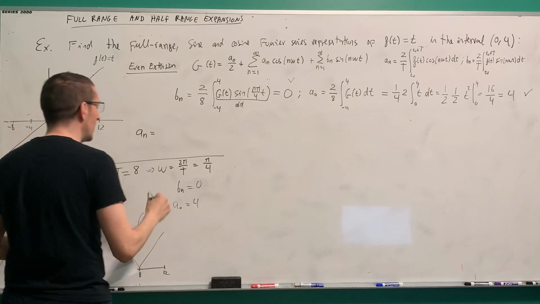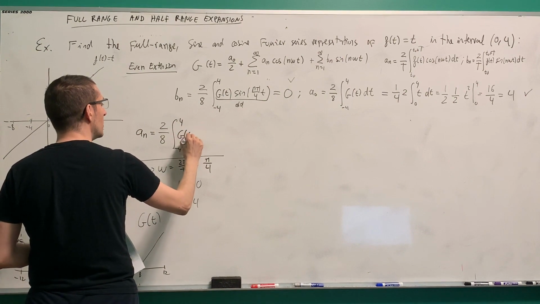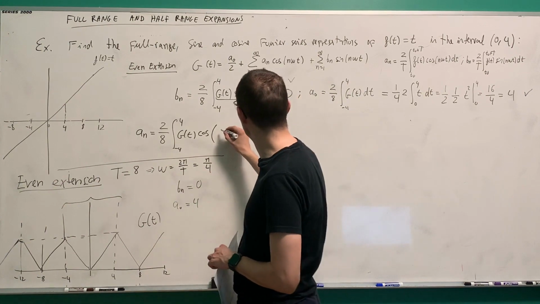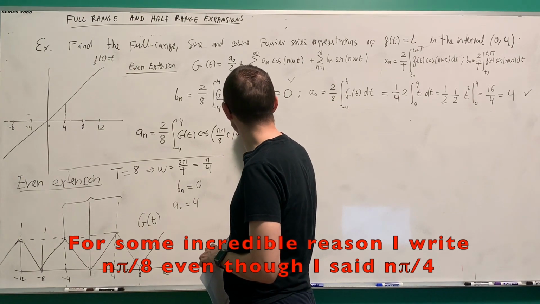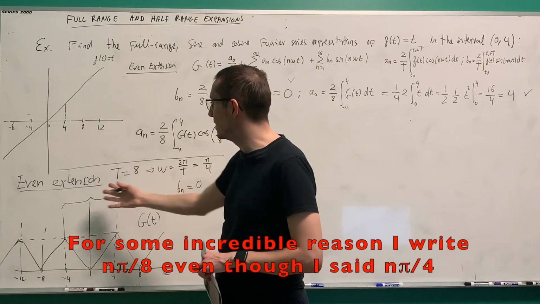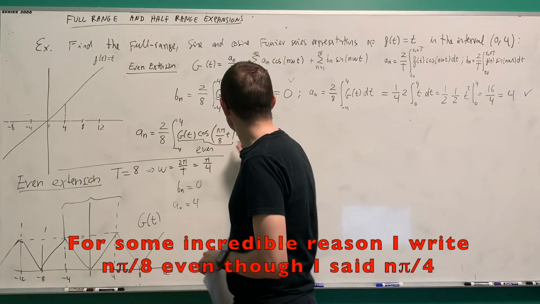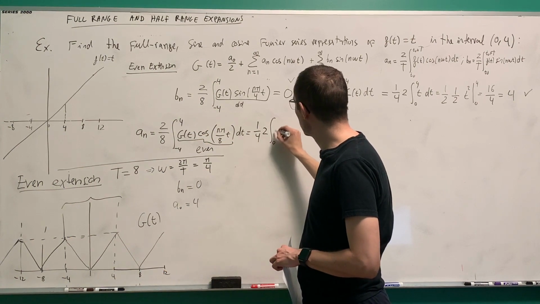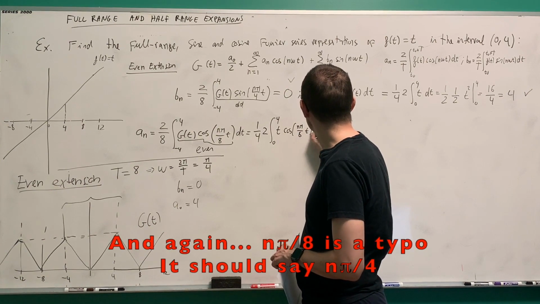So the AN is equal to 2 over 8 times the integral from minus 4 to 4 of g(t) cosine of, recall, omega is 2 pi over T, T is 8, so omega is pi over 4, n pi over 4 times t dt. Now, the thing that we realize is that the cosine is an even function, g(t) is an even function, the even extension. The product of the two is an even function. So I can write this as 1 over 4 from this, twice the integral from 0 to 4 of t cosine n pi over 4 t dt.